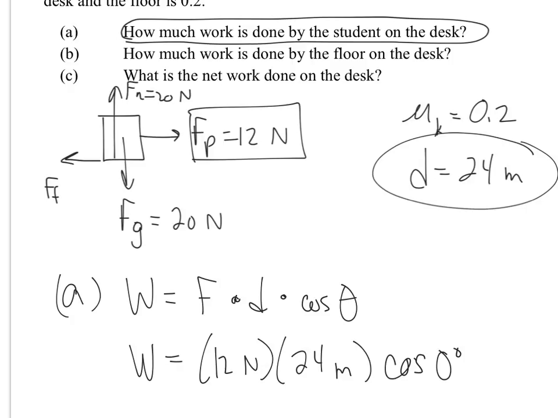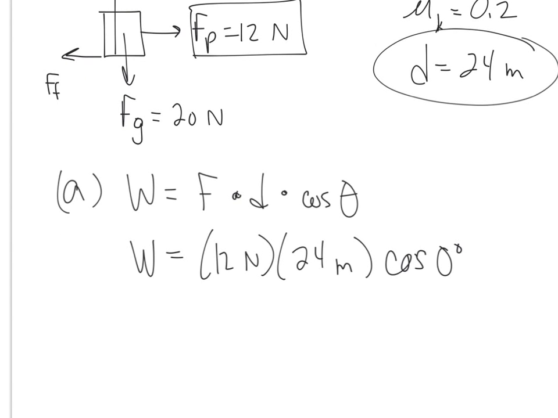If the force is horizontal and the object moves horizontally and they're both going in the same direction, the angle is 0. It's always going to be 0 if there's a horizontal force and it's moving in the same direction. Cosine of 0 is 1. That has no effect on the problem. The amount of work done is 288. Good. Okay, 288 joules. That's the work done by the student on the object.